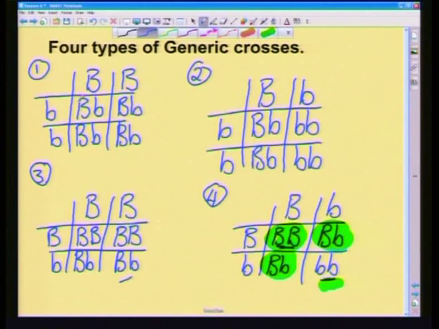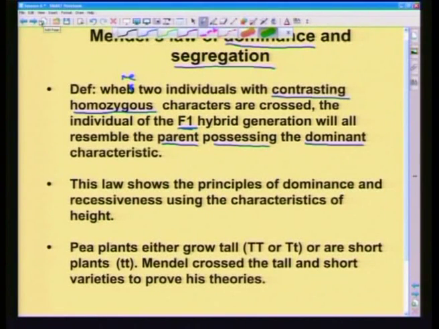Let's just go back here. If you take a homozygous parent for one trait and a homozygous parent with another trait, so they're both homozygous, but one is dominant, one is recessive, all the offspring are going to resemble the parent with the dominant characteristic. And that is Mendel's first law, or the law of dominance and segregation. Okay, please, you've got to remember that.